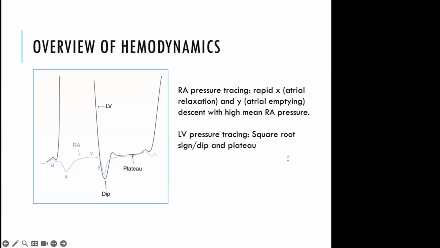Similarly, steep Y descent indicates rapid ventricular filling with high atrial pressures. There is an abrupt halt mid-diastole when pericardial constraints are reached. The LV tracing shows a classic square root sign and dip, or dip and plateau, indicating the rapid filling during early diastole until it reaches pericardial constraints, creating an abrupt rise and halt in pressures.